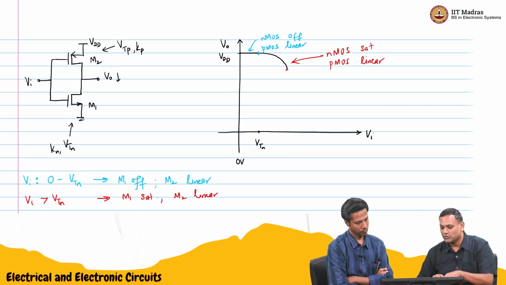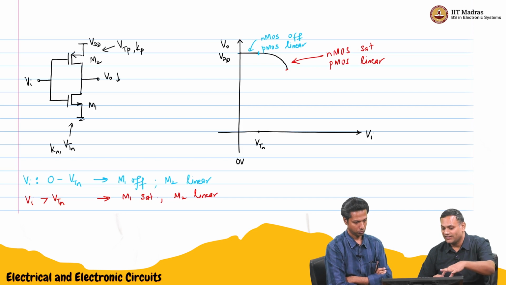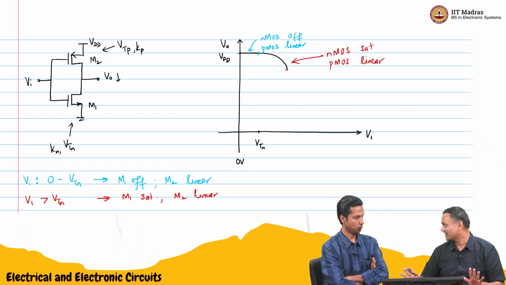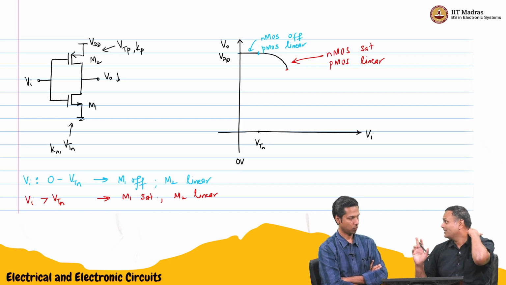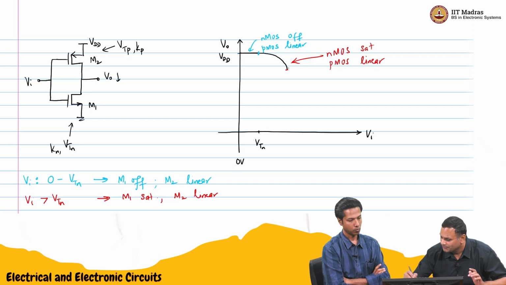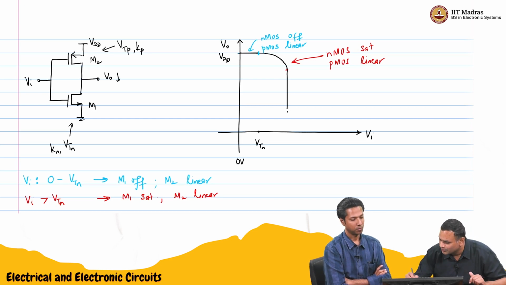NMOS is in saturation, PMOS is in saturation. The NMOS current is related to VI. The PMOS current is related to VDD minus VI. So it can happen only at one value of VI, because it's a pure quadratic with no dependence on VSD at all. The two currents will be exactly equal, so this will be a straight line like this. It can only happen at one value.